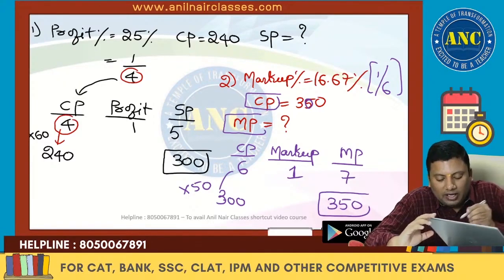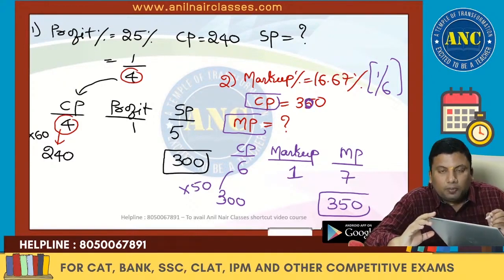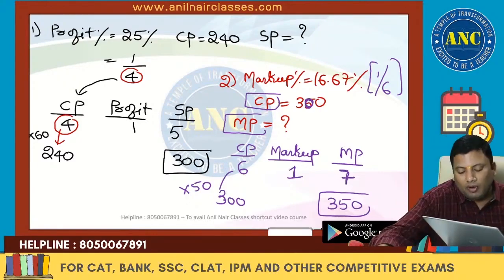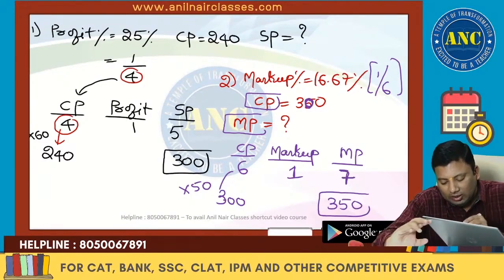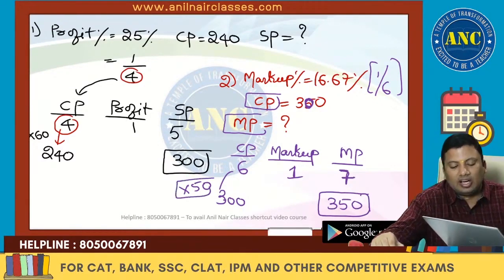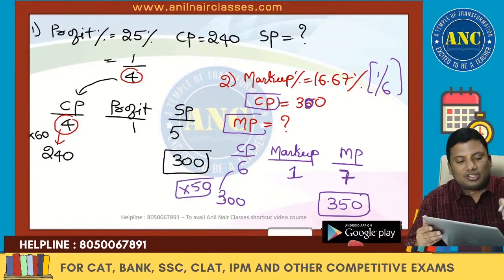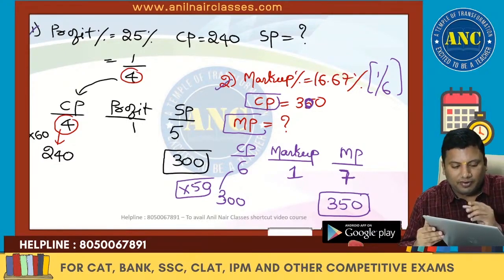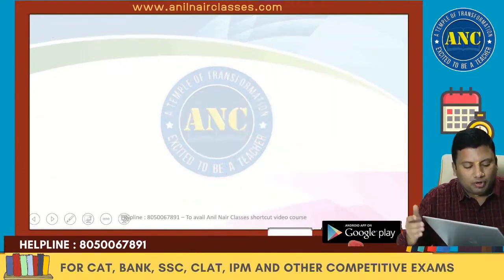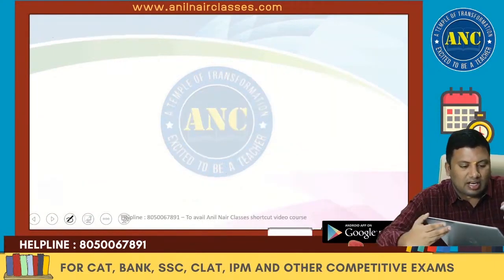I went and purchased a product at 300 rupees. Then I increased 1 rupee. I kept my logo with 1 rupee more, which is nothing but 7. 6 into 50 is 300. 7 into 50 is 350. Idea clear? First one and second one. Like that you can solve a lot of questions once the foundation is clear to you.